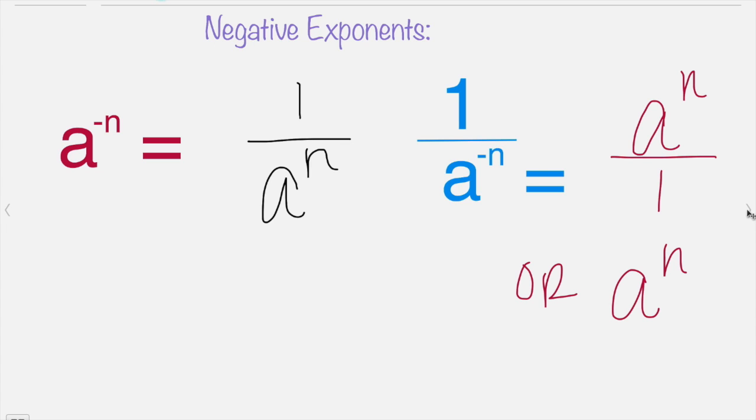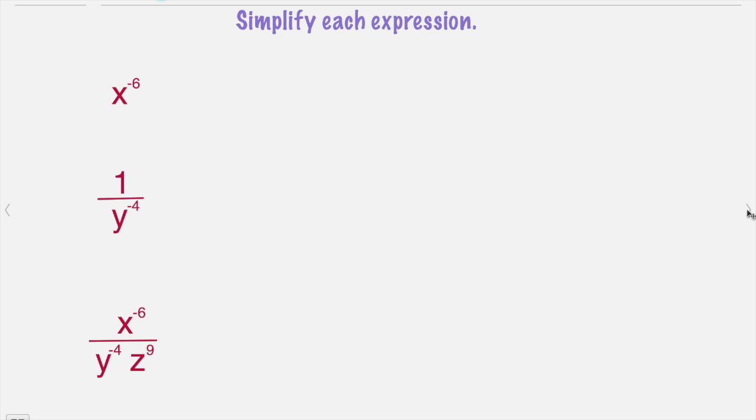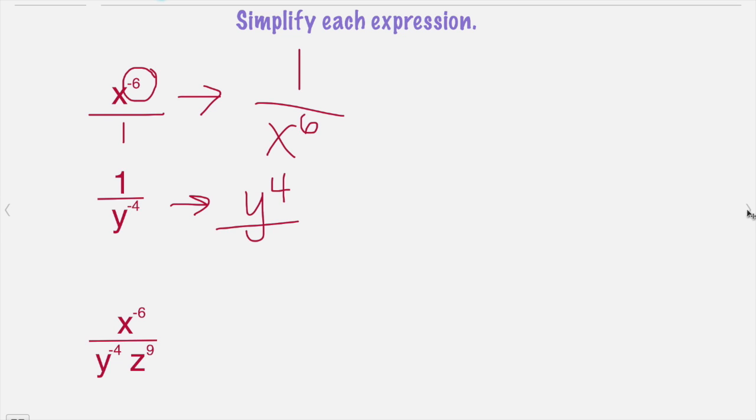Now let's use this rule to try a couple examples. Simplify each expression. x to the negative sixth, I see that it's negative, and so I know I have to move it. Technically, it's sitting in the numerator over an imaginary 1, so I'll just move it down below, and then the top just becomes a 1. My next one, I see that my denominator has a negative exponent, which means it needs to go up to the numerator. The bottom would just become a 1, or I could just write y to the positive fourth. These are both correct answers.